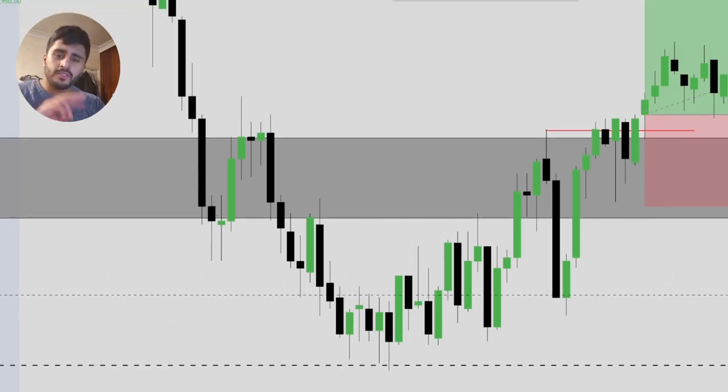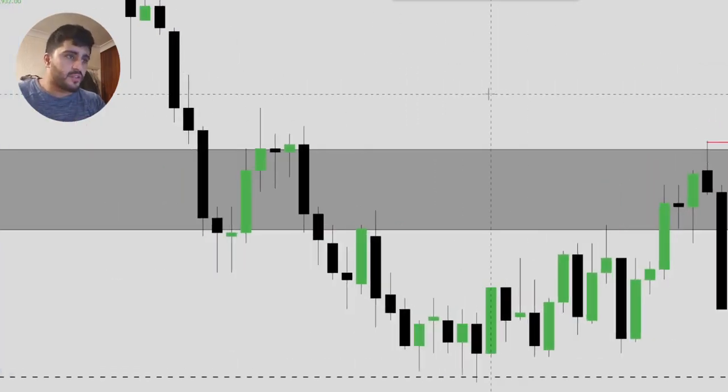The loss and the win both came from the same level. And if you can be mature enough to take a loss and then a win, that means that your level, your thesis, was overall correct. You just have to adjust in the market, and that's what traders are meant to do. So let's break this trade down step by step.